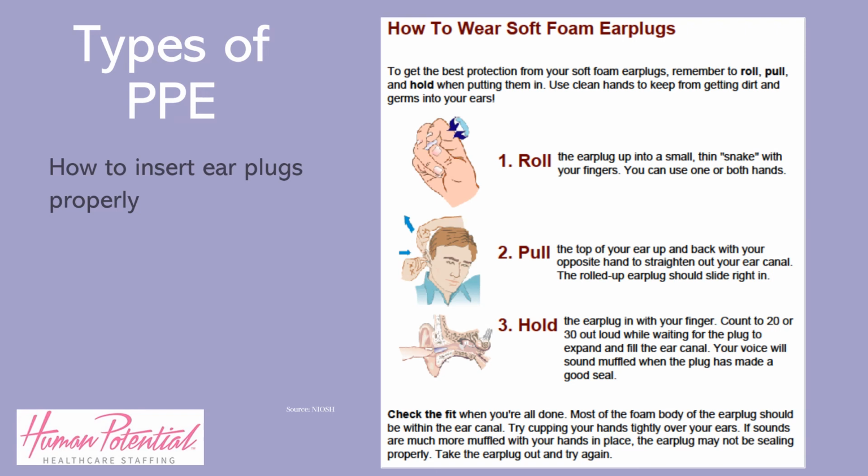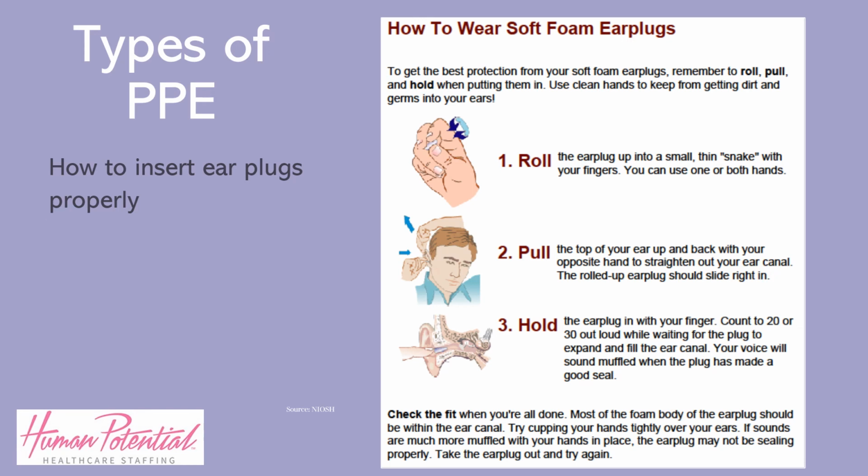If you have soft foam earplugs, here's how to insert earplugs properly. First, you're going to roll the earplug up into a small, thin snake with your fingers. You can use one or both hands. Then you're going to pull the top of your ear up and back with your opposite hand to straighten out your ear canal. Then the rolled up earplug should slide right in.